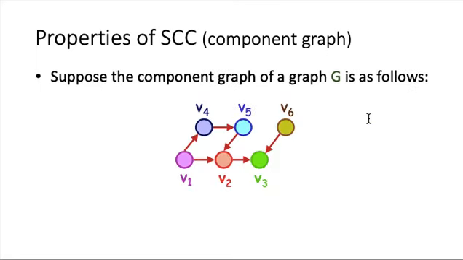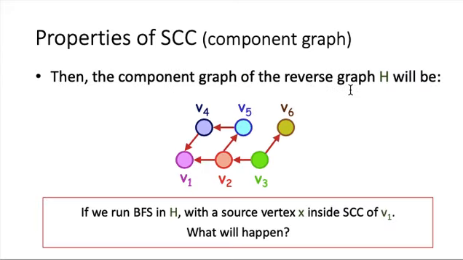Okay, now this is the first property. So let us take a look at another property. So here, this is the component graph of G. Assuming that we are reversing each edge of the original graph G to get a reverse graph, how will the component graph of this reverse graph H look like? We will claim that it must look like this one. So this is the reverse graph.